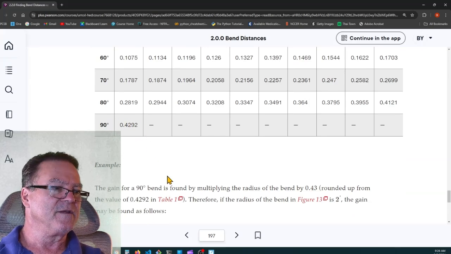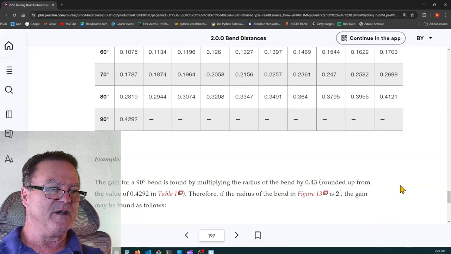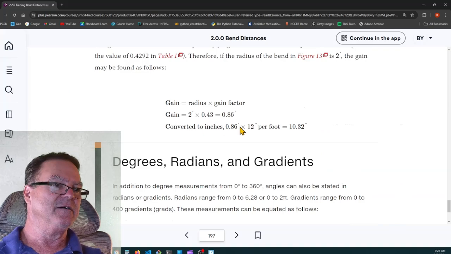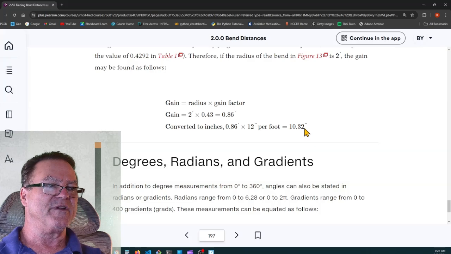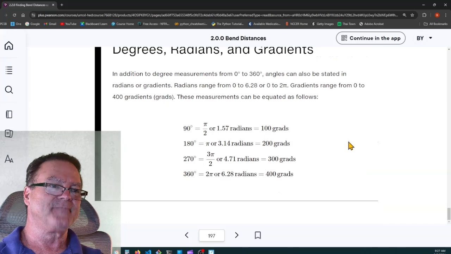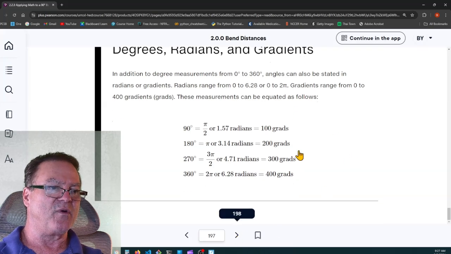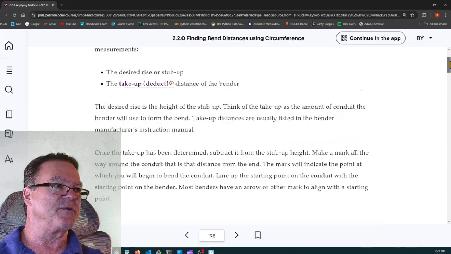All right. So the gain for a 90-degree bend is found by multiplying the radius of the bend times 0.43, rounded up from the value of 0.4292. So 0.43 times the radius of the bend will give you the approximate gain. So this is saying that for 2 feet, it's 0.86 feet, or it's 10.32 inches, or 10 3/8 of an inch. Okay. I always do degrees. I don't do radians or gradients, so I'm just going to skip this part. Always make sure your calculator is set to degrees.